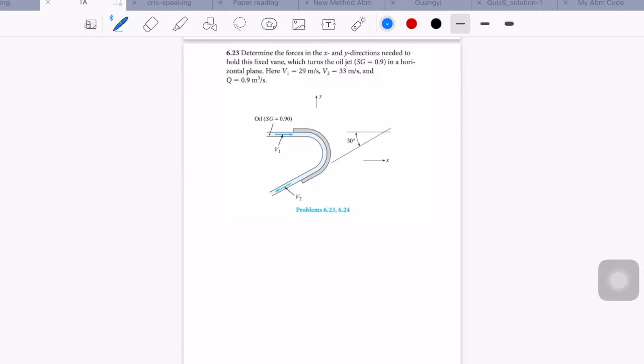Today we will look at some problems about homework 8. For the first problem, we need to find the components of the force to hold this vane. We should apply the momentum equation to solve this problem. First, we sketch the system like this one, the CV, and then we sketch the force and momentum diagram. So, force diagram.